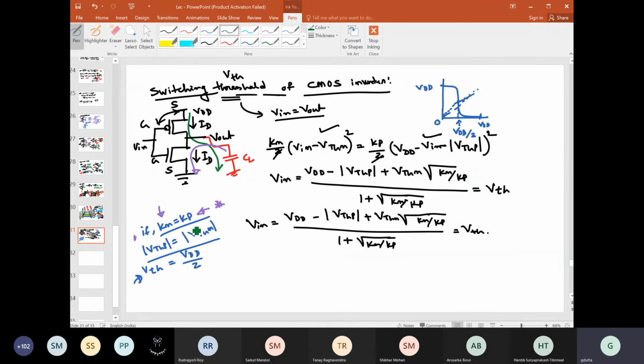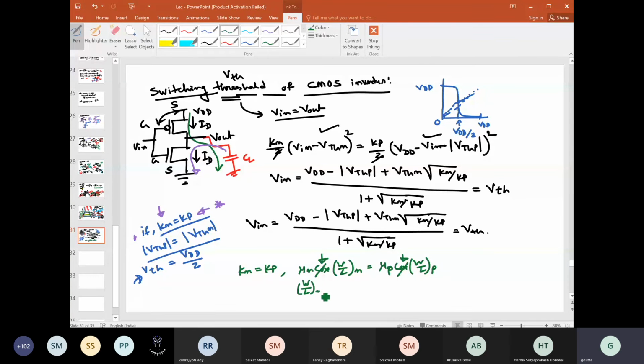Now what is this Kn equal to Kp? If Kn has to be equal to Kp, that basically says mu n Cox W by L for this NMOS will be equal to mu p Cox W by L of this PMOS. Sorry, this would be mu P, the hole mobility, right? And when you make NMOS and PMOS in the same chip, the Cox, or capacitance per unit area, would be similar because you are using the same gate oxide thickness. So Cox gets cancelled out.